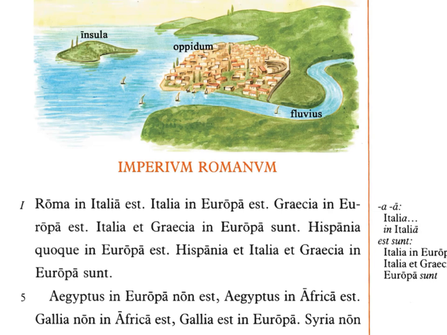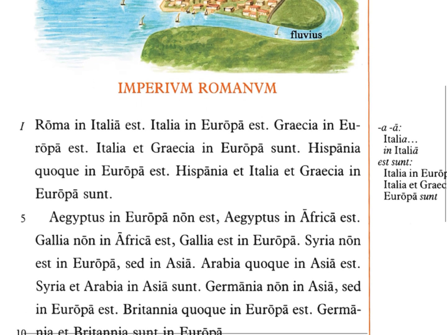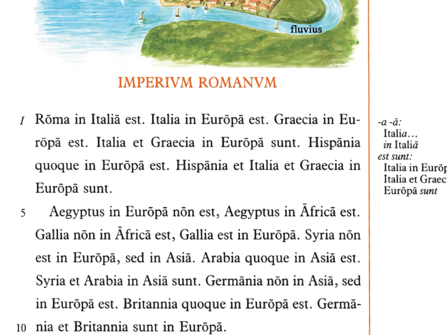Now, notice the sunt, just like the est, keeps coming at the end of the sentence. So again, that is the most normal Latin word order. I could put it in the middle because Latin has flexibility. I could say Hispania et Italia et Graecia sunt in Europa. That would mean essentially the same thing too. All right, in line 5, Aegyptus in Europa non est. Egypt is not in Europe.